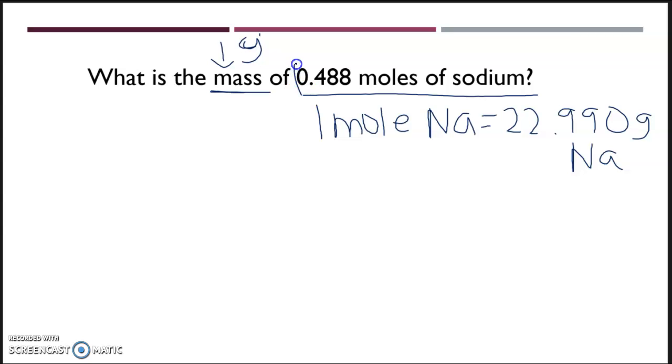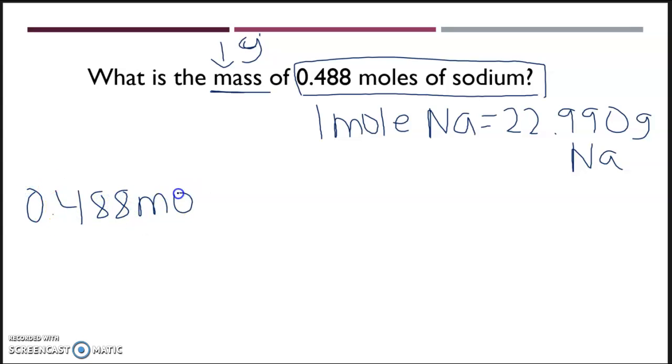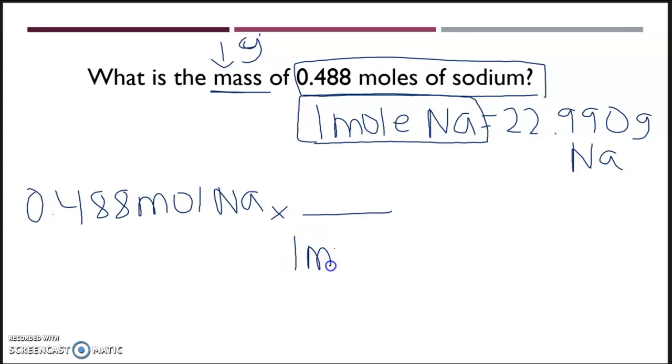We always start with our given: 0.488 moles of sodium. I want to go to grams of sodium, so I need to get rid of my mole unit. I'll use 1 mole of sodium first, and I'm going to put that at the bottom. That way moles of sodium cancels out. And then up top we write what it equals, which is 22.990 grams of sodium.